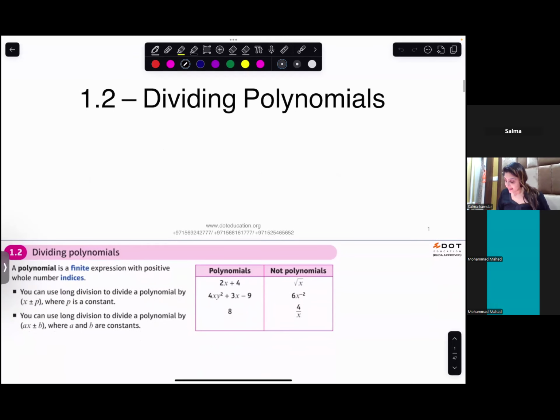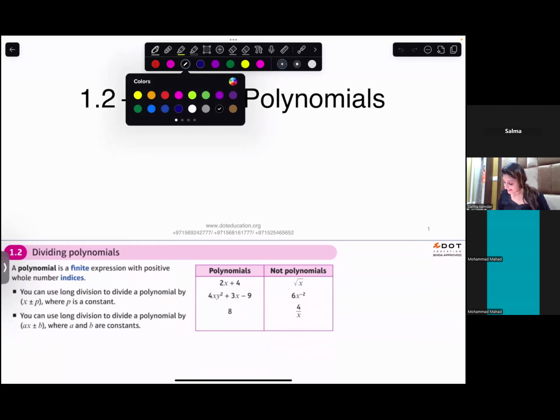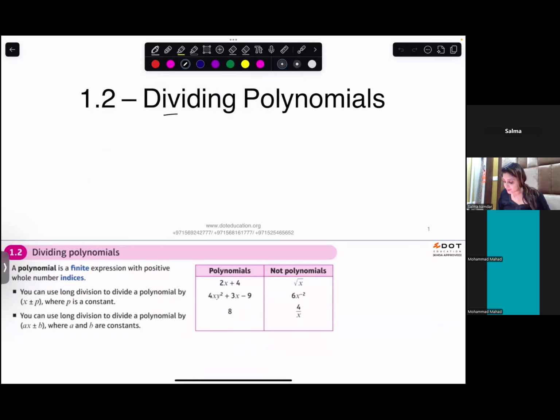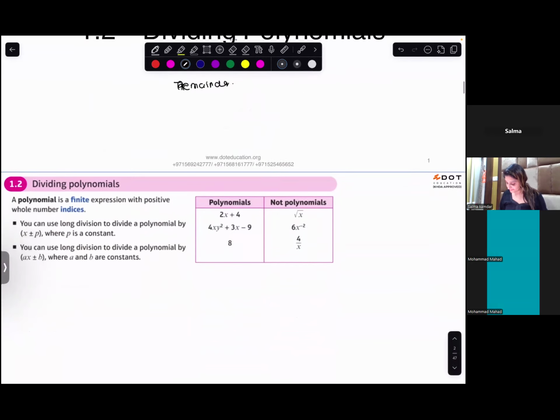In that, you have the dividing of the polynomials by the normal algebraic method. Second is your factor theorem. Third is your remainder theorem. I hope you're aware of this, right?